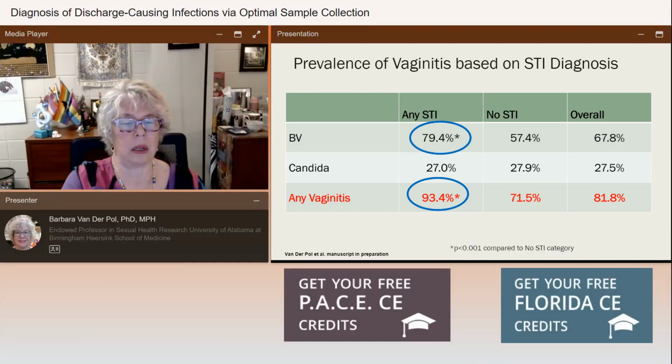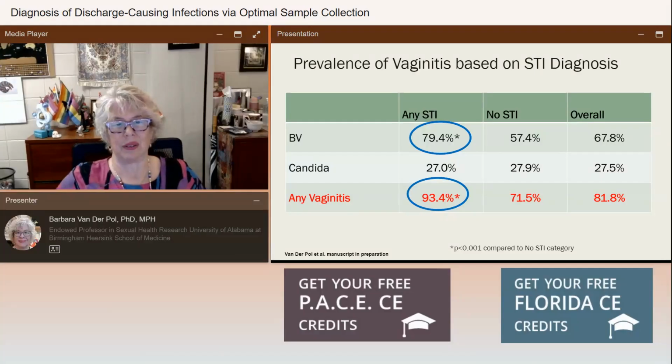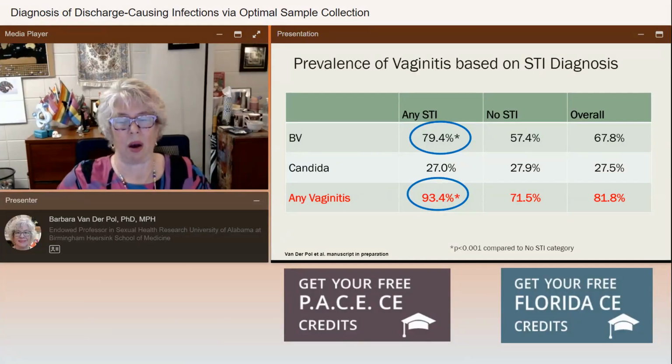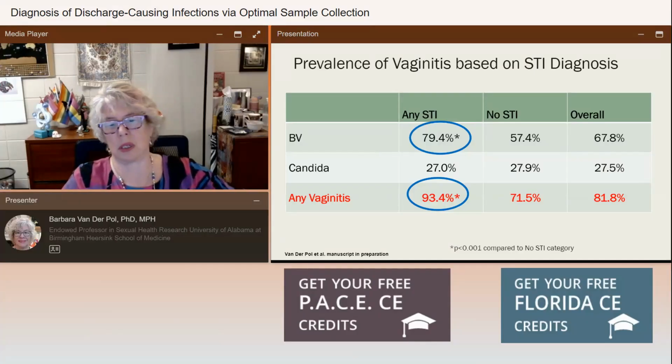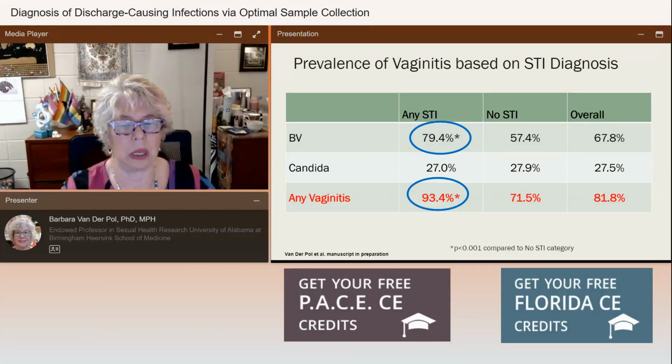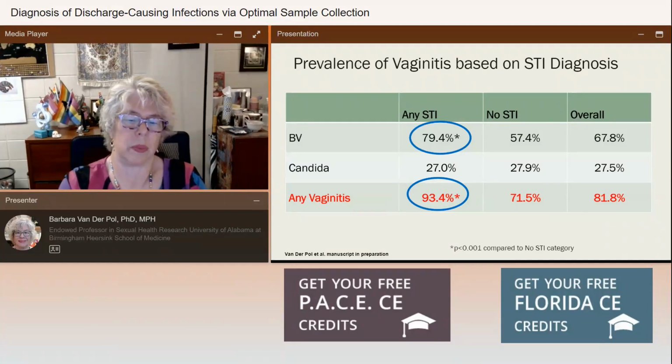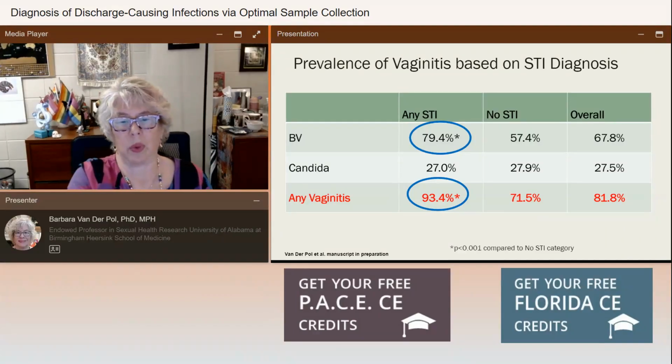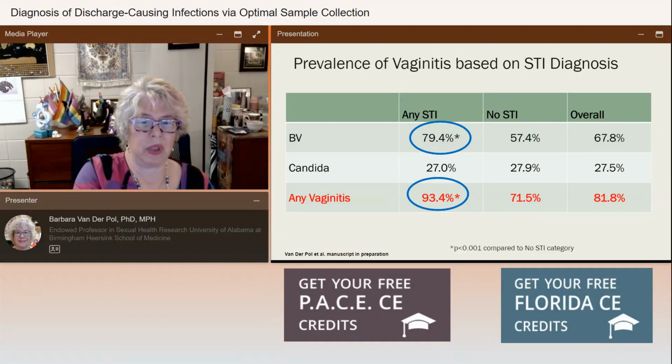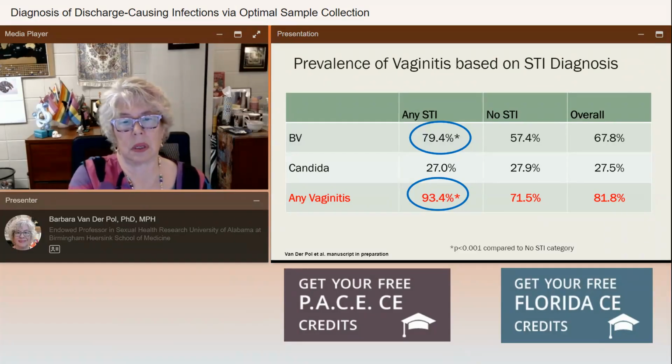Just to flip it on its head and look in the other direction, if people came in and had an STI, almost 80% of the women who had symptoms and had an STI also had BV. So just doing an STI test is not really the answer either. So just doing a vaginitis test isn't the answer. Just doing an STI test isn't the answer. We really need both tests. And what you see here is that any vaginitis, almost all of them. So there's something going on. And it's probably just because the STIs change the microbiome and people react badly and they develop BV or something else that's a dysbiosis concern.